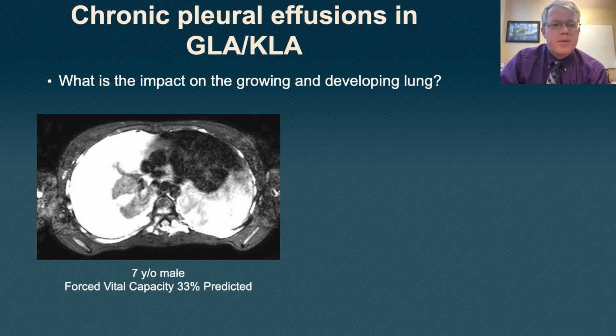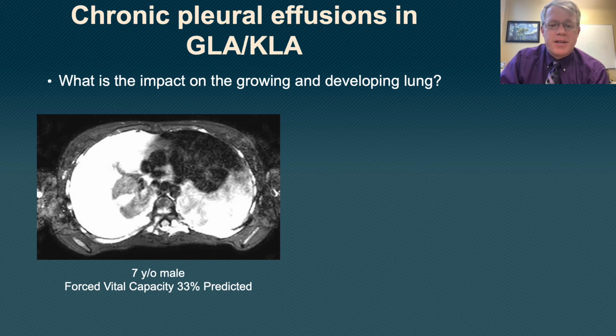This was a 7-year-old male patient who had what was thought to be generalized lymphatic anomaly. He may have actually developed KLA later, but that's outside of the scope of this talk. And when he was 7 years old, this was his MRI that showed a very large right and a moderate to large left pleural effusion that resulted in his lungs only functioning at about 33% capacity when measured in the pulmonary function lab by the forced vital capacity.